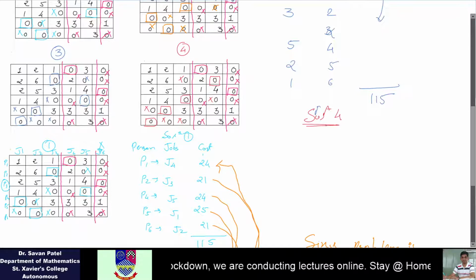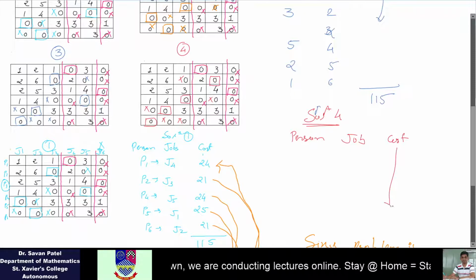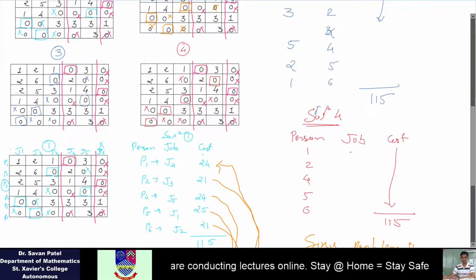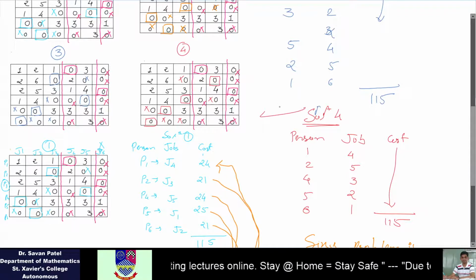In solution 4, there also person, job, and cost. I will not write the cost, but if you think about it, it will sum to 115. Person 1, 2, 3 is not getting a job, then 4, 5, and 6. Person 1 is getting job number 4, 2 is getting job number 5, 4 is getting job number 3. Here it will be 2 and here it will be 1. Okay, so these are 4 multiple solutions, and you could see how to reach the multiple solutions.